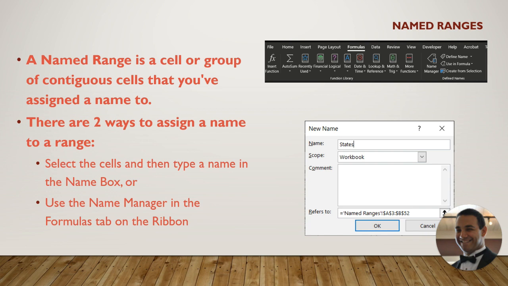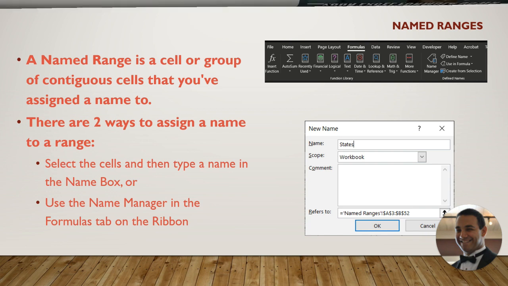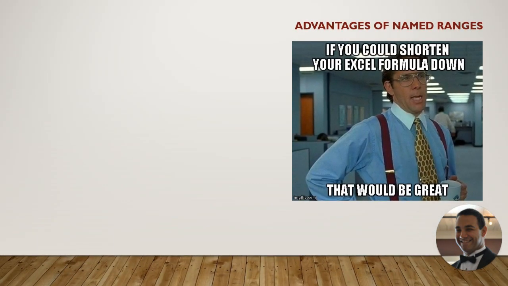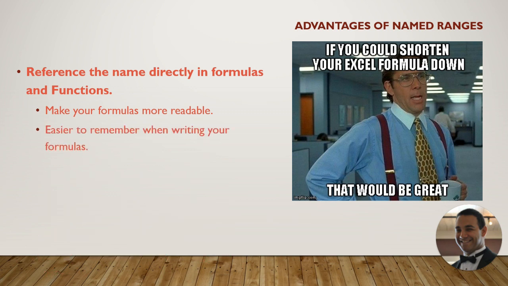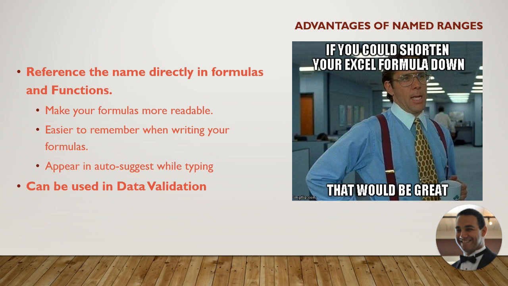Now, why would we want to name a range? Well, there are tons of advantages, but the main ones include being able to reference the name directly in formulas and functions. They make your functions more readable. It's also easier to remember when you're writing your formulas. And they appear in auto-suggest. Also, they can be used in data validation, which we'll talk about shortly.